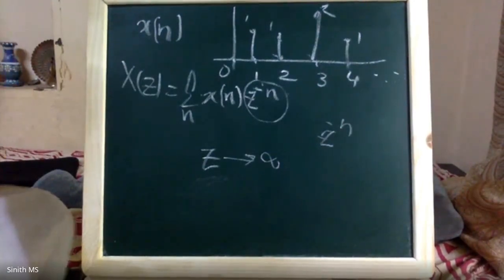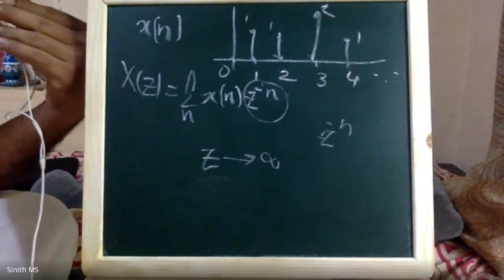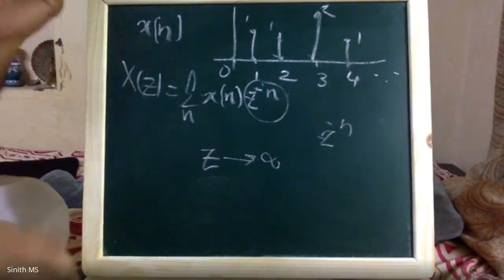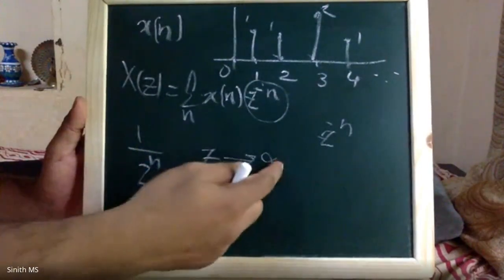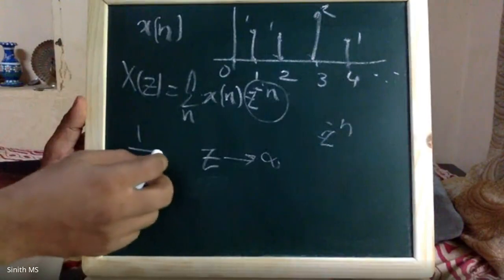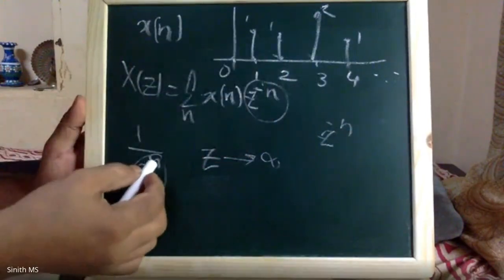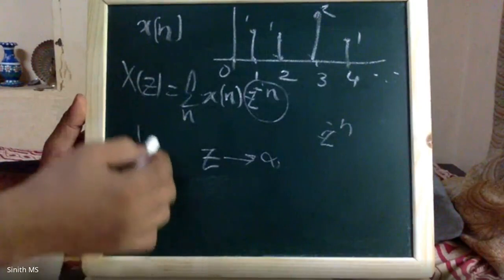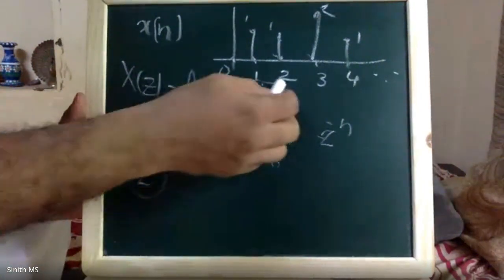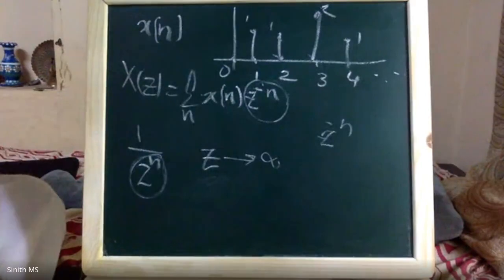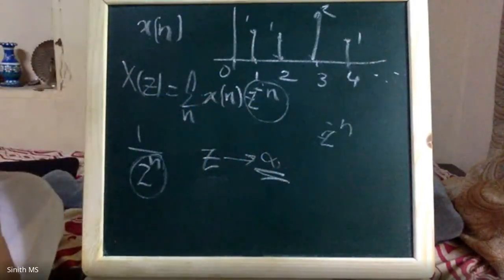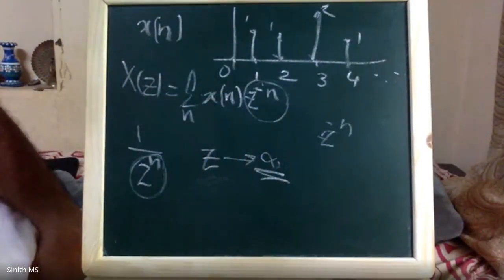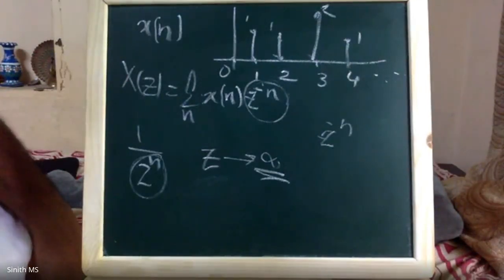Yeah. So why does the Z transform tend to 0? z raised to minus n is 1 by z raised to n. As z tends to infinity and n takes positive values, z raised to n will tend to infinity and 1 by z raised to n will tend to 0. So this will tend to 0 and this can easily converge. So z tending to infinity will always be inside the ROC.